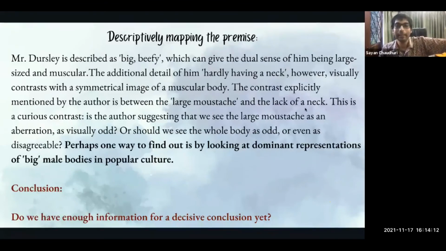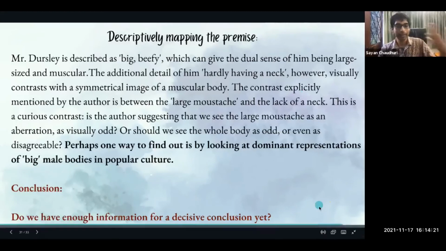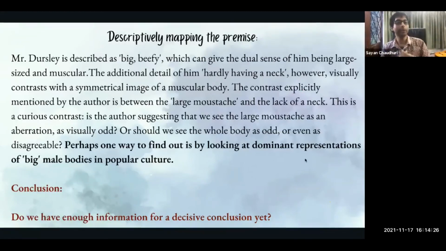Mr. Dursley is described as big and beefy. Now, when we think of the meaning of big and beefy, it's giving the dual sense of him being both large-sized, right? So big, large-sized, but beefy has an association with being muscular, right? Which could also have a positive association, let's say. We know about these strongman contests, weightlifters, they are also big and beefy, right? So if big and beefy is negative here, we don't know yet.